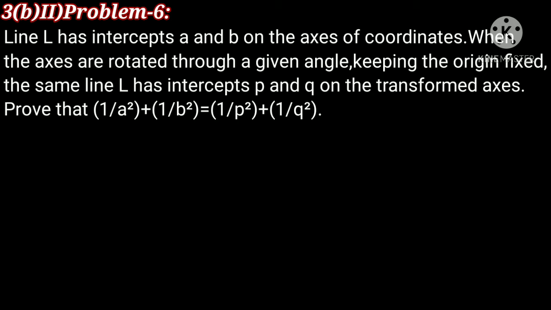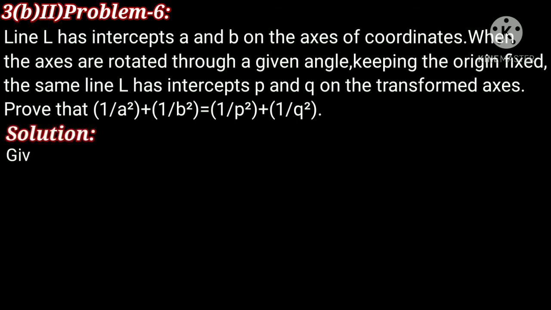In this problem, we are given that the line L has a and b as intercepts on the axes of coordinates, and then the axes are rotated through an angle keeping the origin fixed. Then the line has intercepts p and q on the transformed axes. Then by using all the conditions, we have to prove the given equation. Now we will solve the problem.